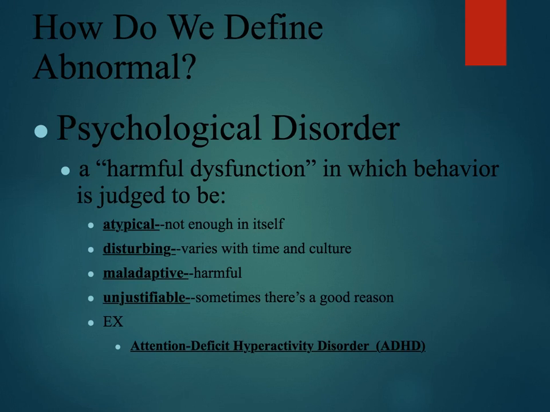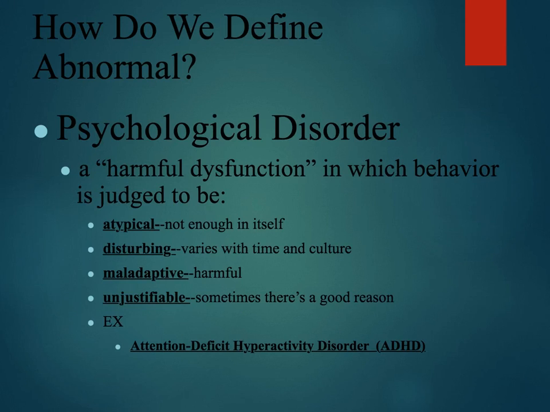Behavior that we classify as disturbing may vary with time and cultures. For instance, calling someone a name back in the 50s might have been acceptable, but if you call them the same name now, it could be taboo or offensive. So just like that, behaviors can change over time. And then behavior is also disordered if it's maladaptive, if it's harmful to you or others, and if it's unjustifiable, if it makes no sense, if there's no reason to it.